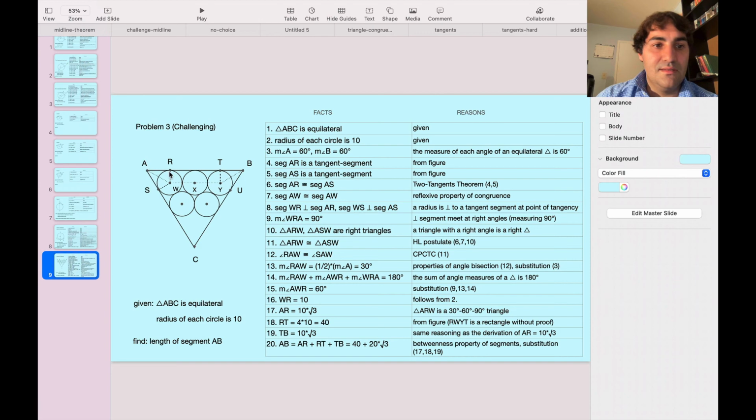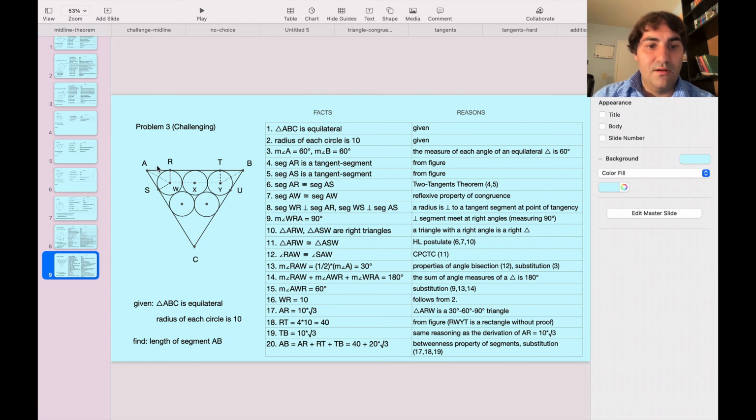So this is 30, this is 90, and the sum of all angle measures of a triangle is 180 degrees. So the measure of angle AWR is 60. Now we have a 30-60-90 triangle, and we know how to work with those. We know that WR is a radius, so its length is 10. We have the special ratio 1, square root of 3, and 2. So the length of AR is going to be 10 times the square root of 3.